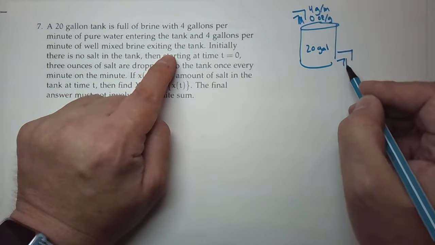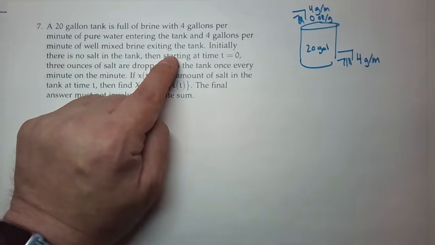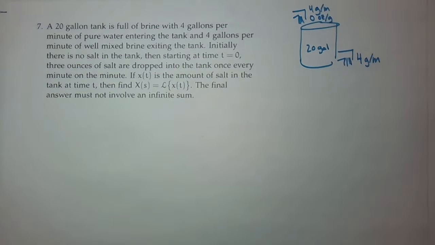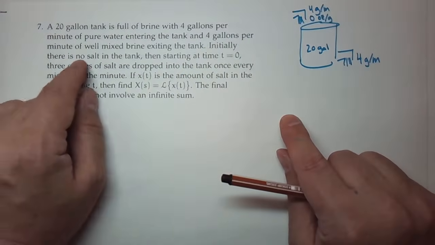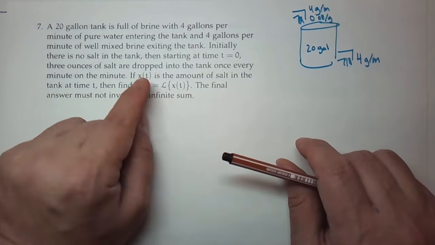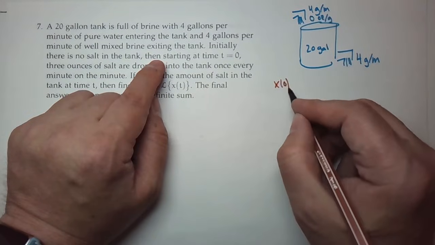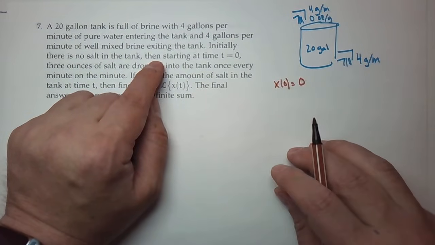Good. It's nice to see when the entry and the exits match. So the levels will agree. And for Laplace transforms, they kind of have to. Otherwise, it gets really messy, unlike the messes that we already have. Initially, there's no salt in the tank. Okay, what is salt? Oh, x of t is the amount of salt. Okay, so we have that x of 0 is equal to 0.